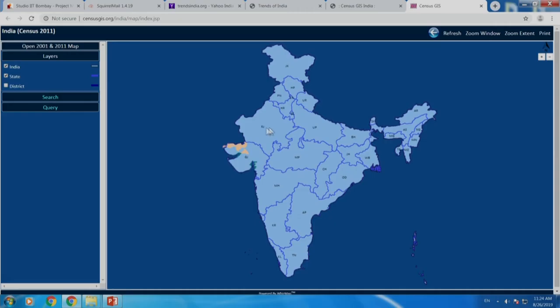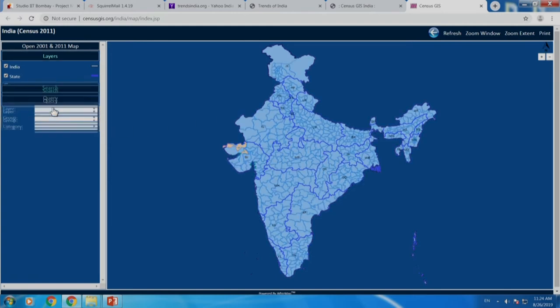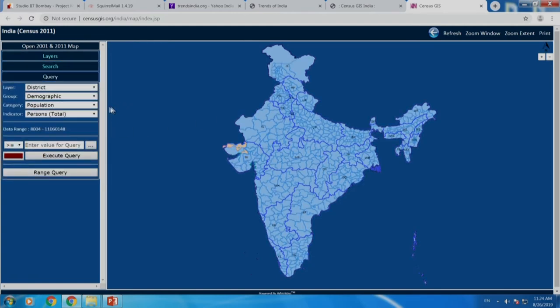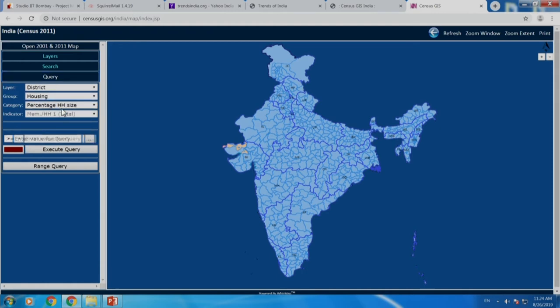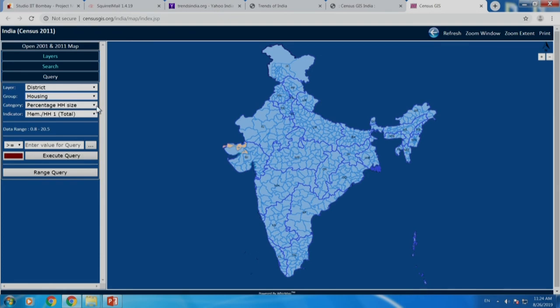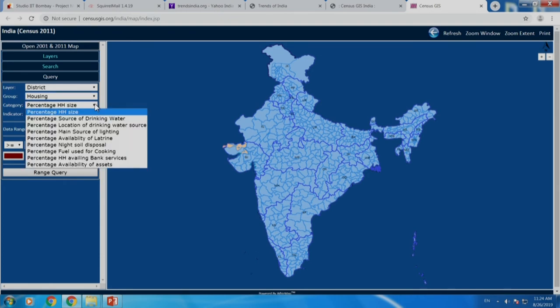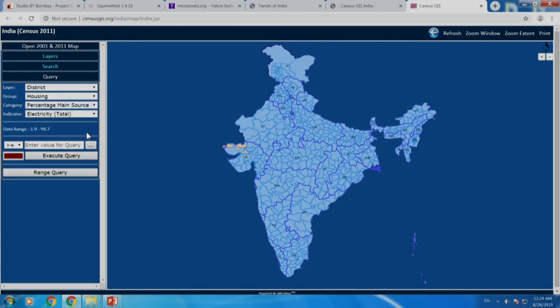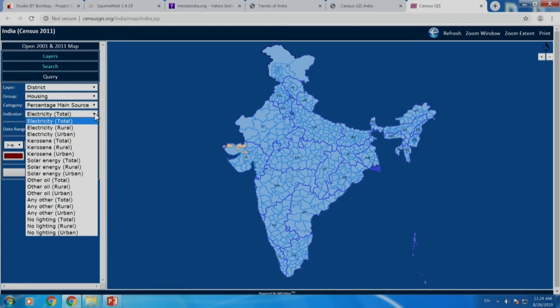We are now again going back to the map of India, and as I mentioned, you have to give district as a layer and then go to making your query. This time we will go to house listing data and look at availability of source of lighting. If you look at source of lighting, let us see what information census gives.